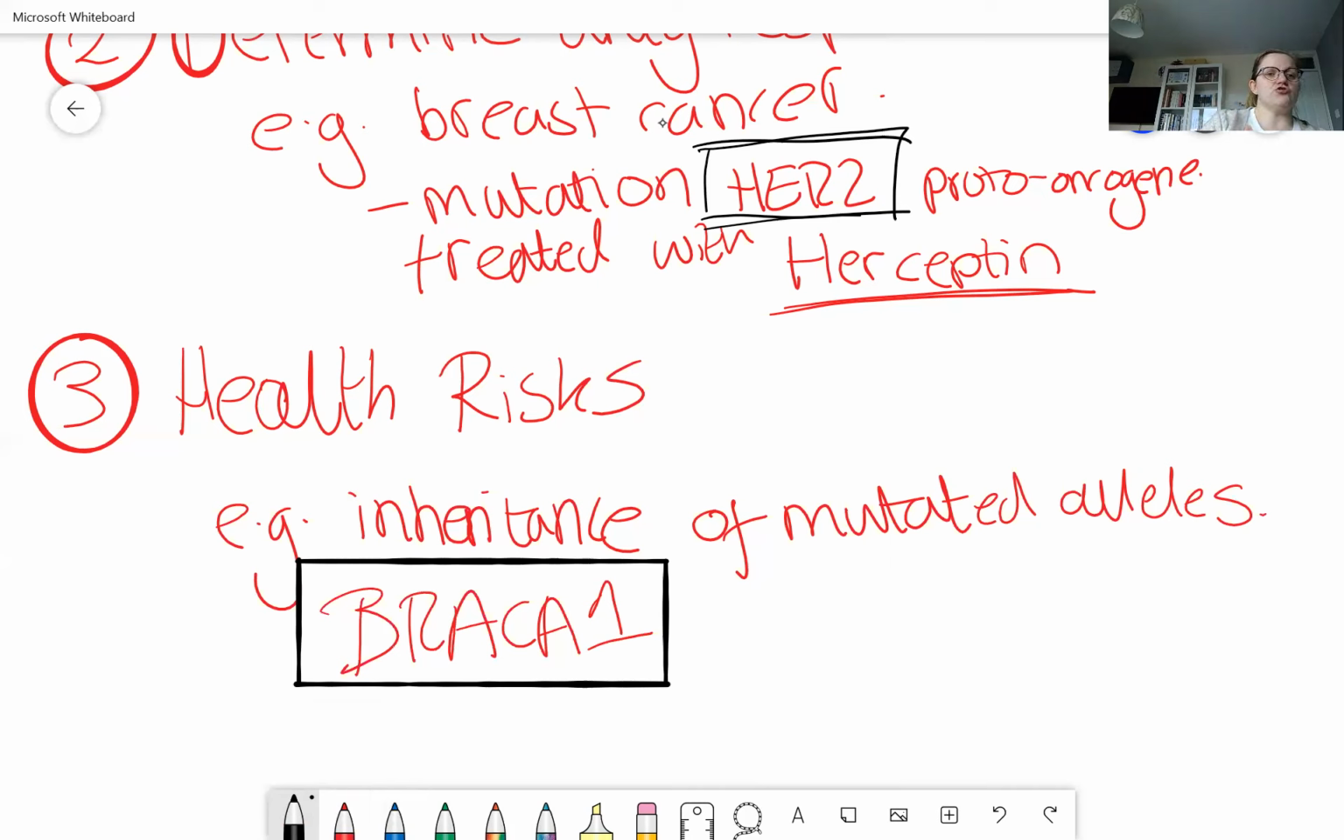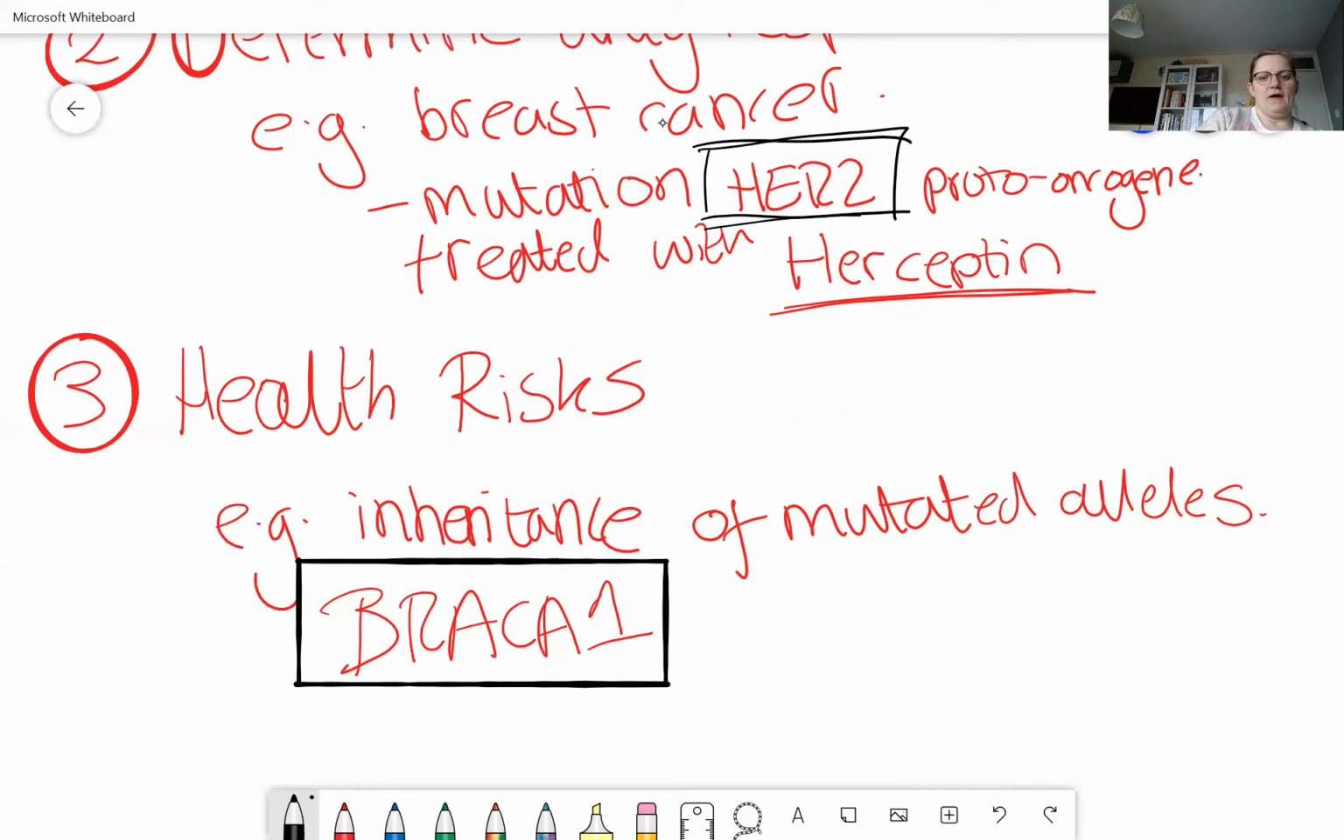So the genetic screening will then allow these people to make those decisions. Some women and some men who have the BRCA1 gene might decide to then go and have their breasts removed. So these preventative measures ensure that they then don't develop breast cancer further down the line. It's preventative rather than curing, because we're stopping it before it can happen.